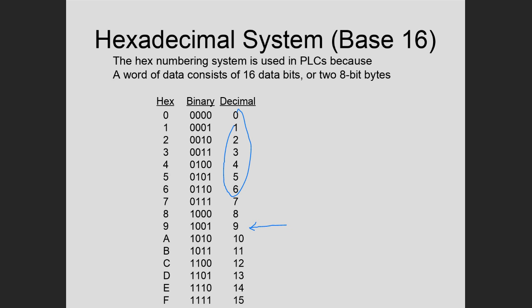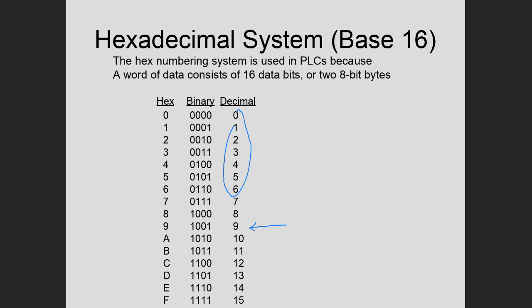If there's 16 screw terminals, then you need a word size of 16 bits to operate that input module or output module. And so many devices or PLCs have 16-bit words. And because of that, this hexadecimal system is kind of natural.